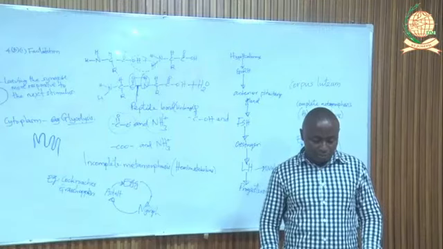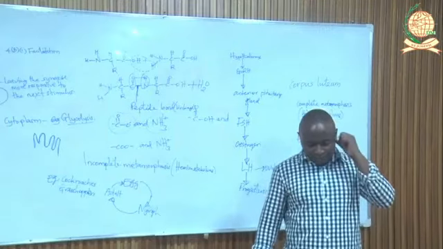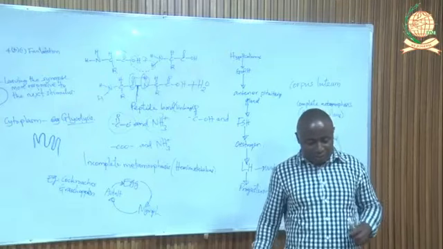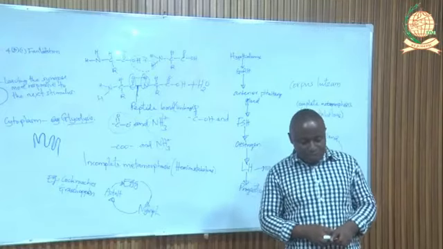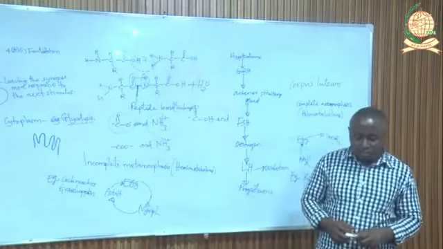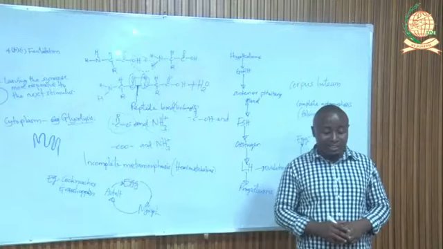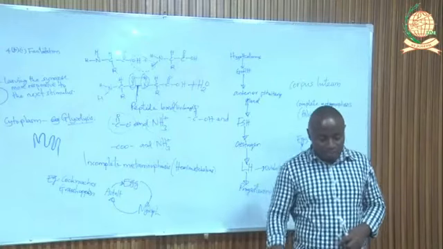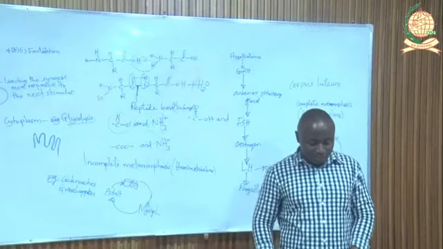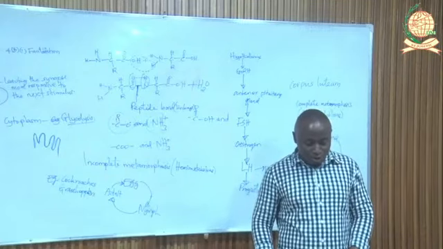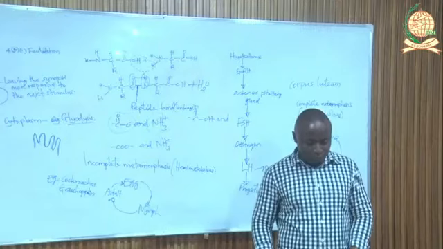a question of respiration, and the question is saying: 10A, aerobic respiration involves glycolysis, Krebs cycle, and the electron transport system. Describe the importance of the Krebs cycle. The Krebs cycle is the second stage of aerobic respiration.